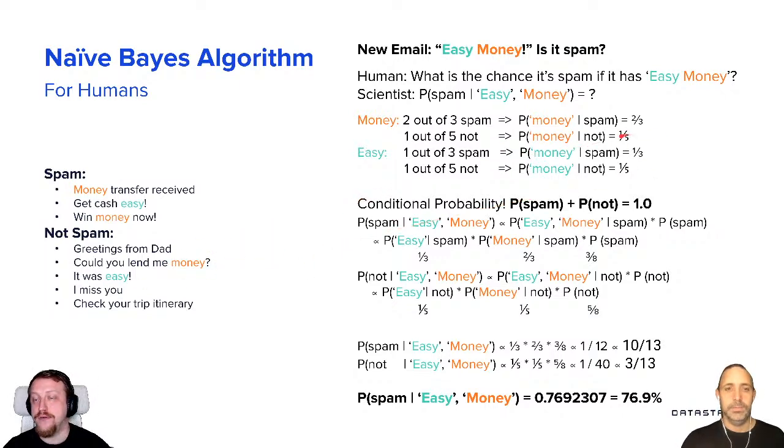Only 1, so probability is 1 out of 5. And when we do the same work for the word easy, it was in 1 out of 3 spam and 1 out of 5 not spam. Therefore, probabilities will be 1 divided by 3 and 1 divided by 5. And now comes the most important thing about this algorithm. Very simple one. The email can be either spam or not spam.